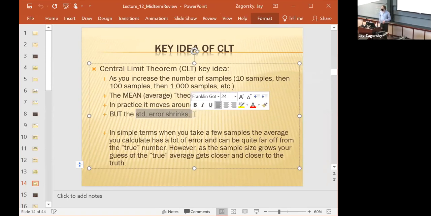So our average should stay about where it is, but everything else shrinks. When you take a few samples, the average has lots of error. It can be far off, but it's still the best average. As your sample size grows, your average gets closer and closer to the truth, but all that happens is the error associated with it shrinks, not the average itself. Yes, the average might change, but it shouldn't.